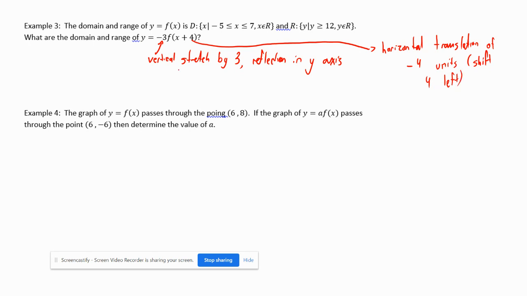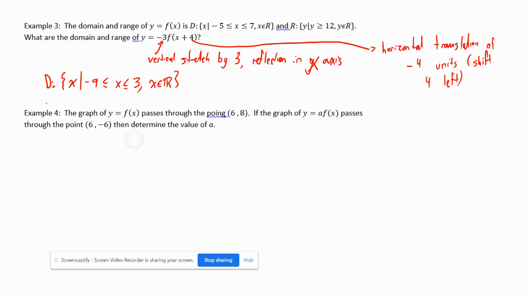First of all, this vertical stretch is going to have no effect on the x values. It's only going to affect the y values over here. Got a mistake, sorry, this is reflection in the x-axis, not the y-axis. But this horizontal translation will affect these guys over here. So if this domain goes from -5 to 7, and I'm going 4 units to the left, my new domain is going to be -5 minus 4 is -9, 7 minus 4 is 3. So here's my set notation for this.